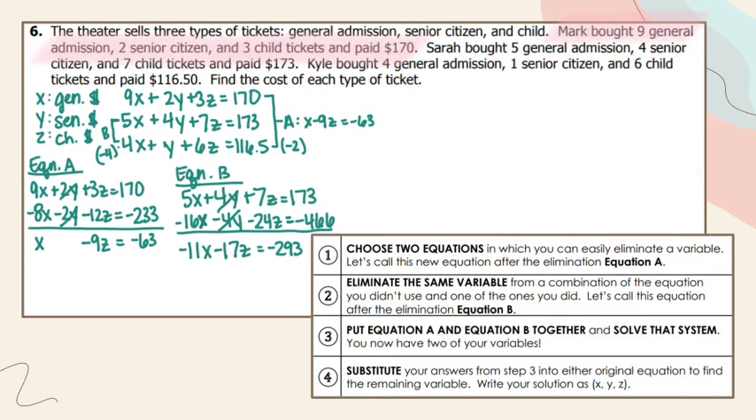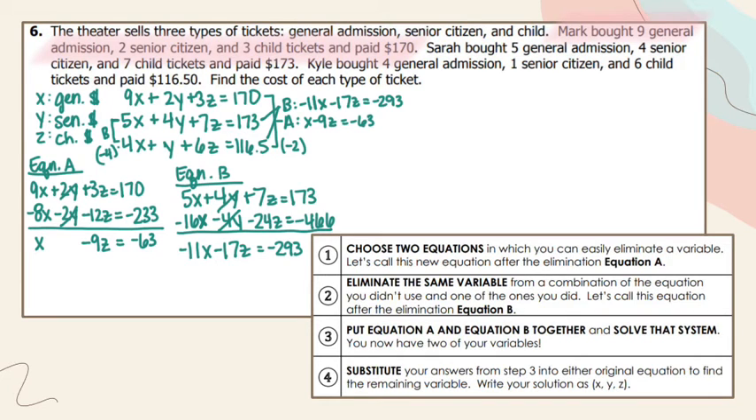All right, so that is equation B, and even though I put the B over here, I'm going to rewrite it right here so that I have room. So it was from this one and this one. B is -11x minus 17z equals -293. So you can use elimination or substitution.